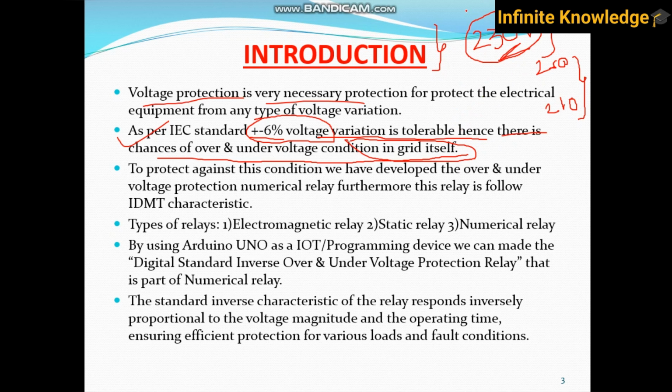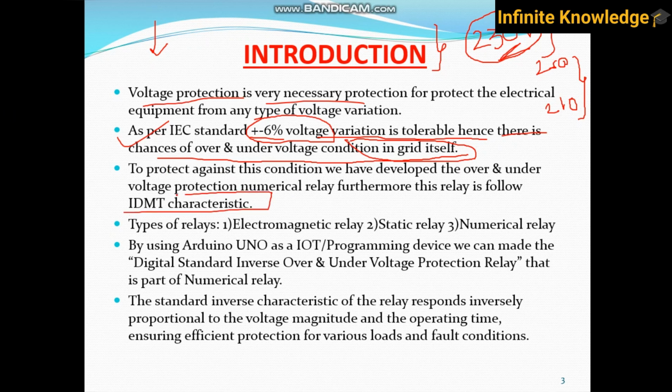You are getting enormous voltage variation, and sometimes lower voltage is also harmful to your equipment because it cannot work at its efficient or satisfactory limit. And over a period of time, if your equipment has some electronic components, they might get damaged due to lower voltage. Okay, so over and under protection are both necessary, and here we have developed the IDMT characteristics.